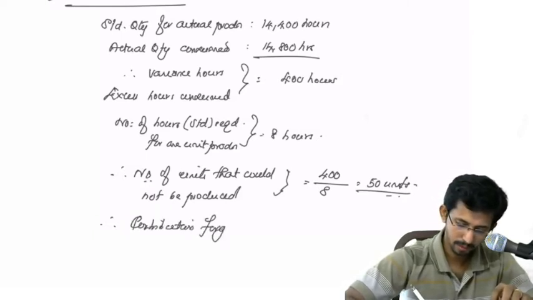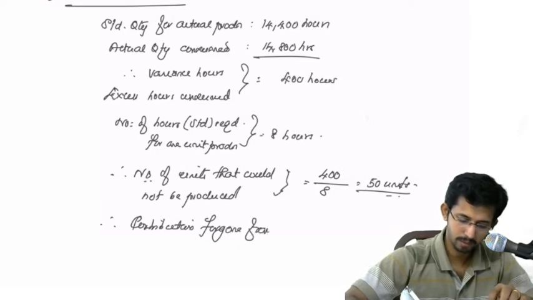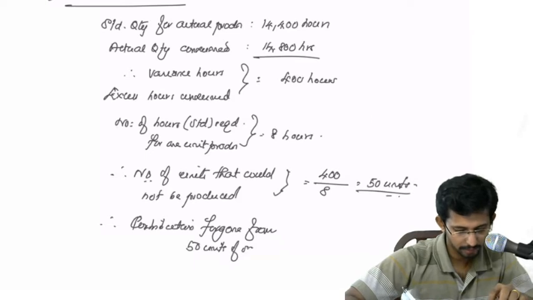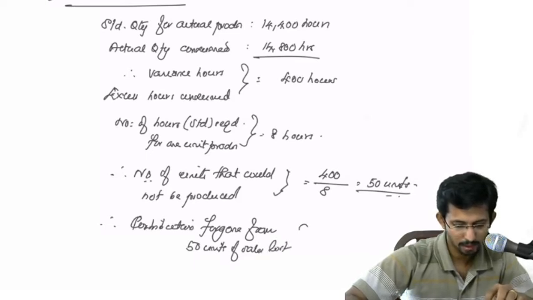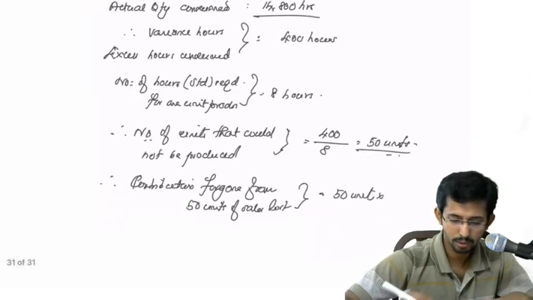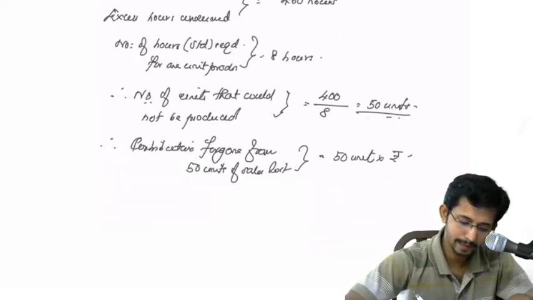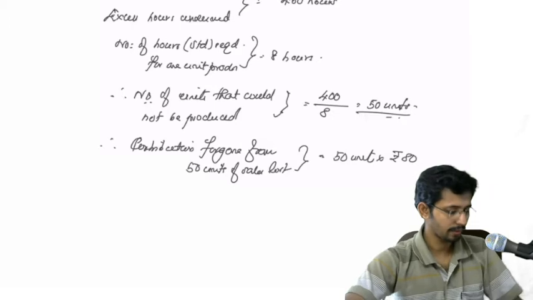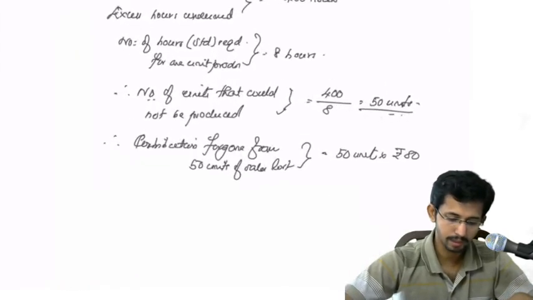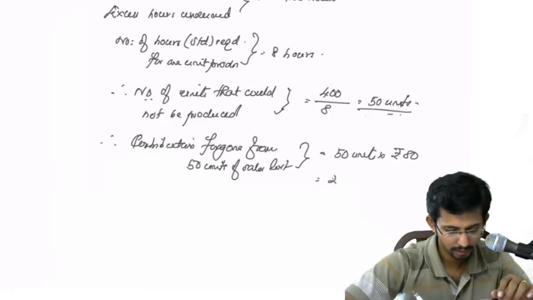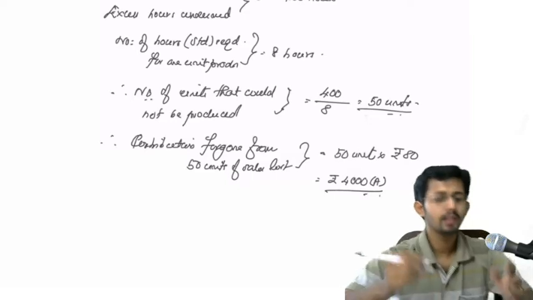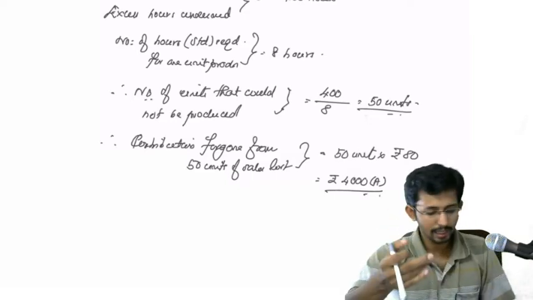Contribution foregone from 50 units of sales lost, that is equal to 50 units into, what is the contribution per unit? 80. Okay, so 50 into 80 is how much? 4000. And is it favorable or adverse? Definitely adverse. Why adverse? Because there is contribution foregone, which is an adverse thing.